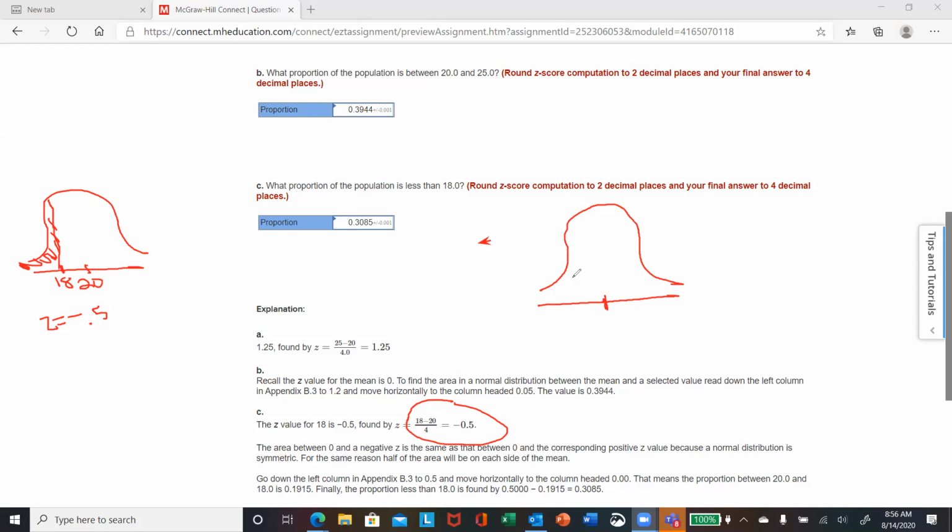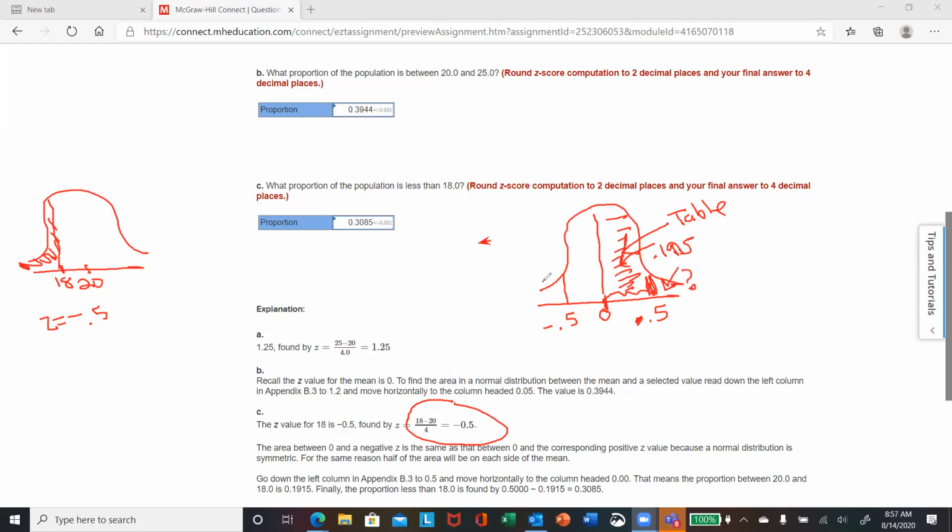But because of symmetry, if I know that's negative 0.5, if I go to my table and look up a positive 0.5, your table is going to give you that area, because your table will give you from 0 all the way up to a positive 0.5. So all I'm going to have to do is go to my table and look up 0.5, and your table is going to give you 0.1915 as that area.